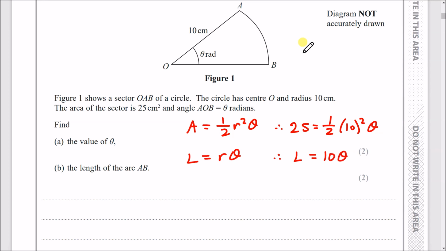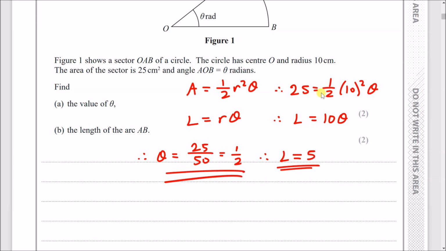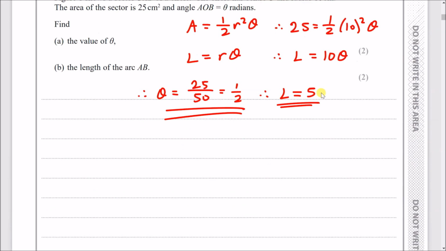Now going to the first equation, we can just rearrange to find theta. We have half times 10 squared. 10 squared is 100. Half of that is 50. Then we divide across, we have 25 over 50. So theta equals 25 over 50, which is just half. Therefore, if you substitute half into the second equation, the length of the arc is 10 times a half, which is 5. And that's it, we got both results. Now, let's move on to the next one.